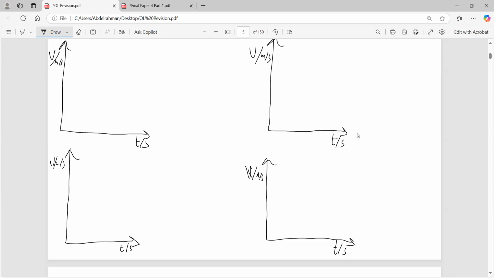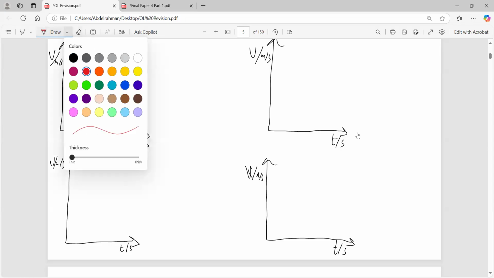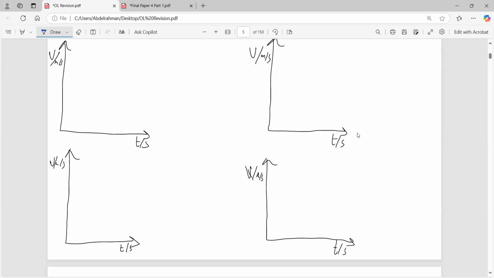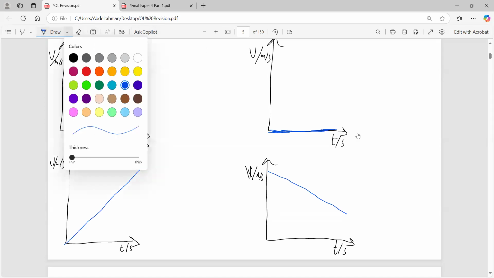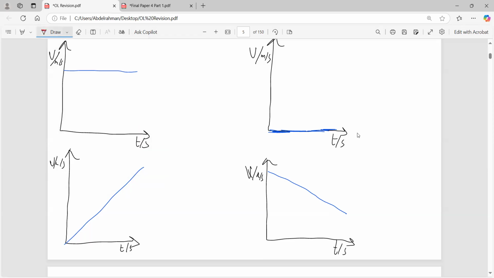Very quickly, if I draw a graph like this, and another one, let's draw it this way. And I have another graph this way. I have four very simple graphs. The initial graph, what's happening? I can check the speed. I'll find that the speed is constant.